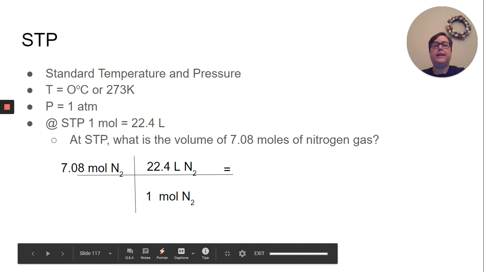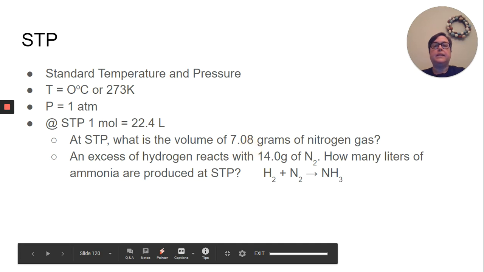We're going to multiply and divide. When we do that, mole cancels mole. We get 159. I use 3 significant figures because our given has 3 significant figures. Because mole cancels, we're left with liters of nitrogen. Let's try one more.